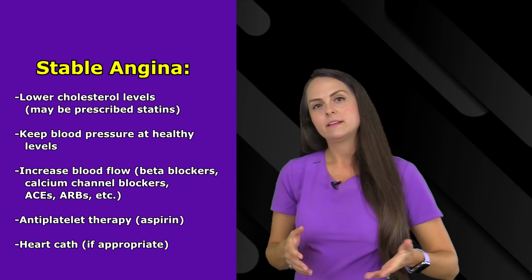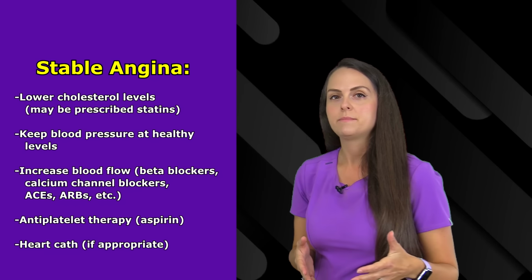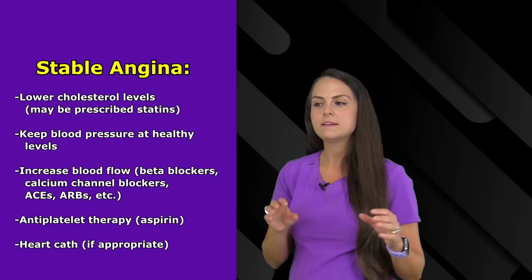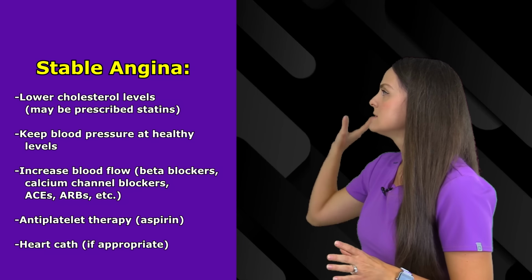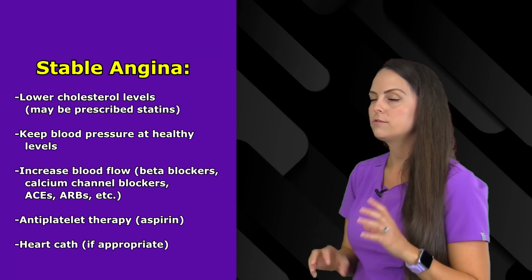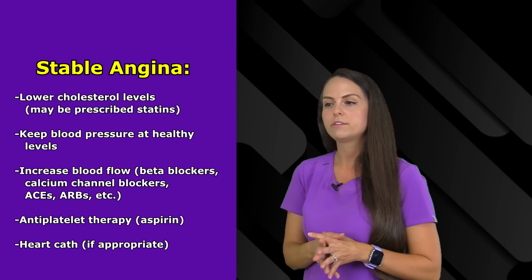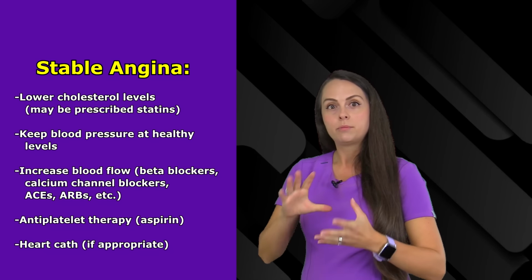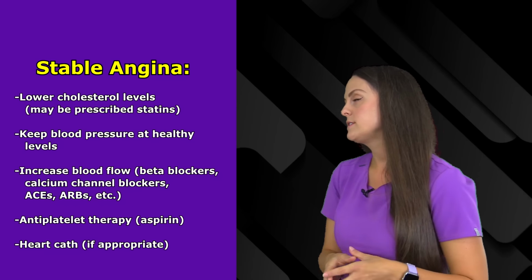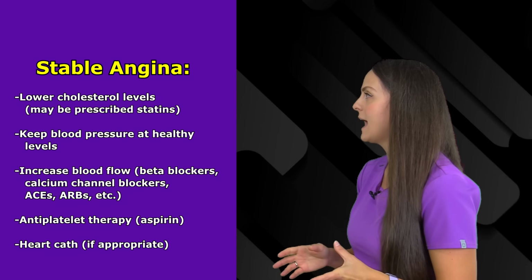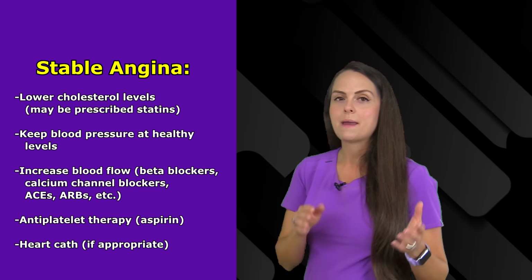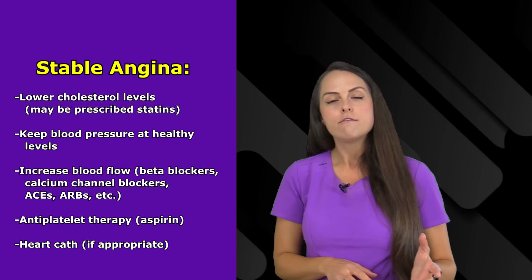Plus, antiplatelet therapy can be used through aspirin. Now, why would we want to do that? Well, if this plaque does rupture, one of the first things that happens is that platelets start to aggregate there. So we can decrease the amount of that. We can hopefully decrease complete blockage from happening in the artery. So they may be on aspirin as prevention. And depending on the case of this patient, what's going on, they may or may not be a candidate for a heart cath.